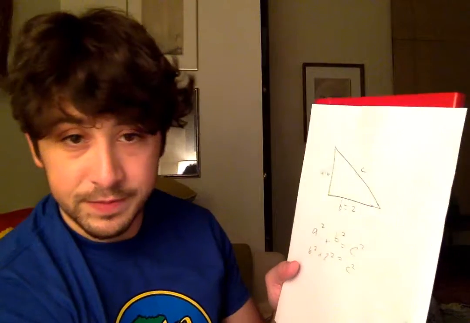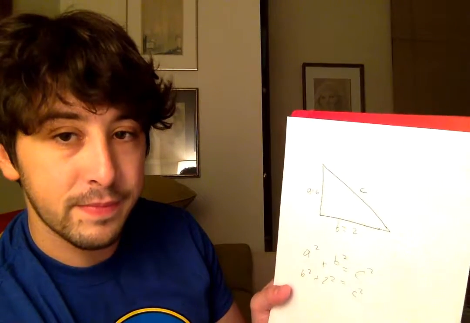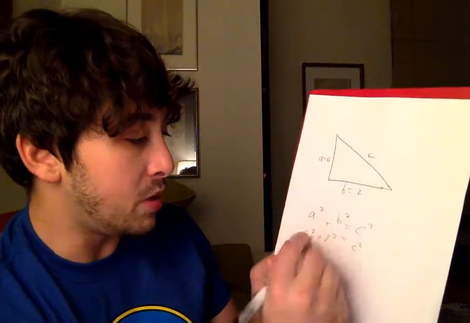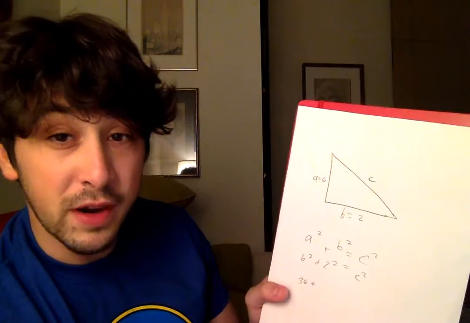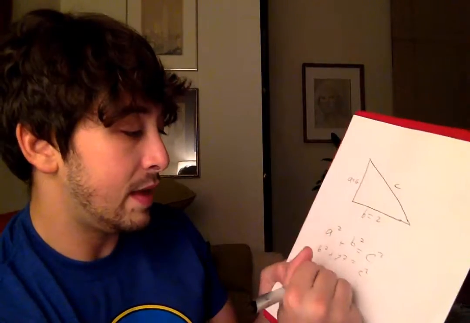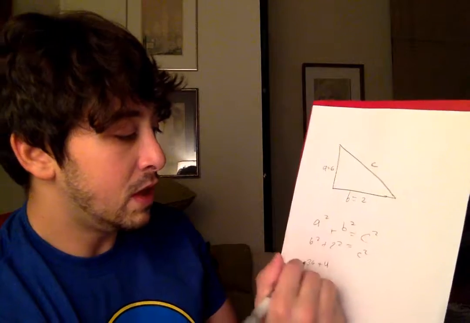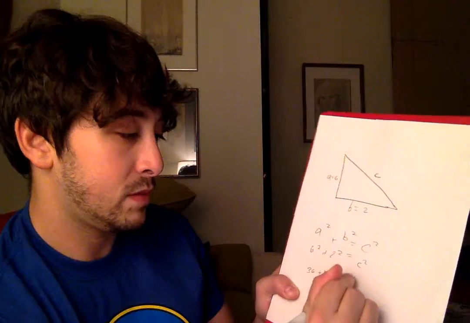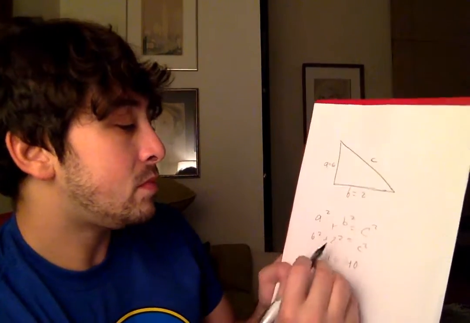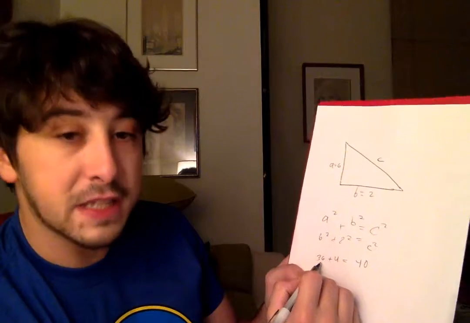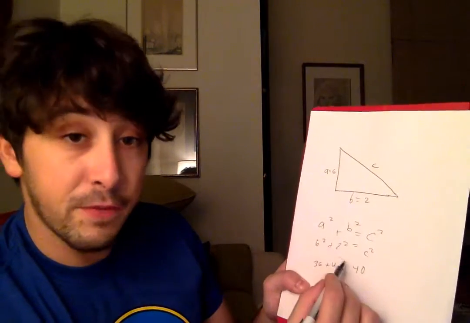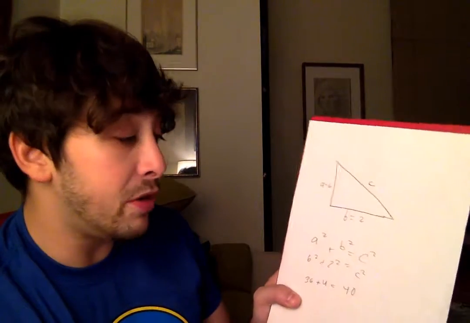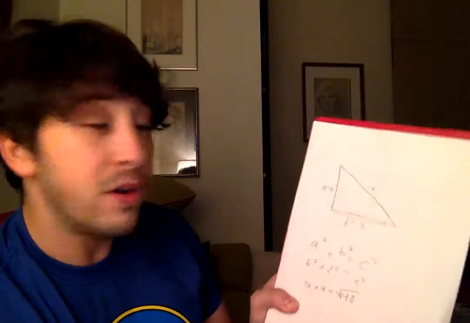So what is 6 squared? Let's take a second. I got 36. I hope you got the same. What is 2 squared? I got 4. So what is 36 plus 4 equal to? I got 40. So now that we know that 36 came from 6 squared and 4 came from 2 squared, as long as we can figure out what the square root of 40 is, we know the value of C.